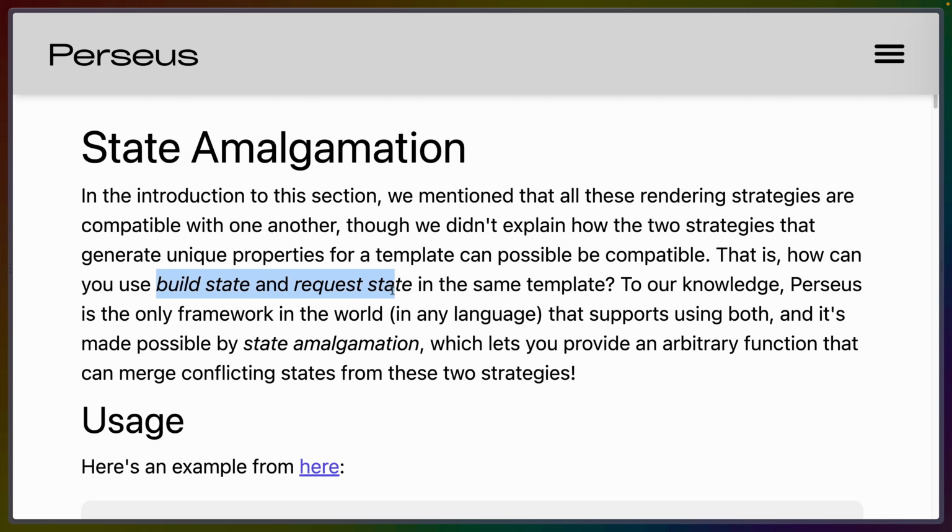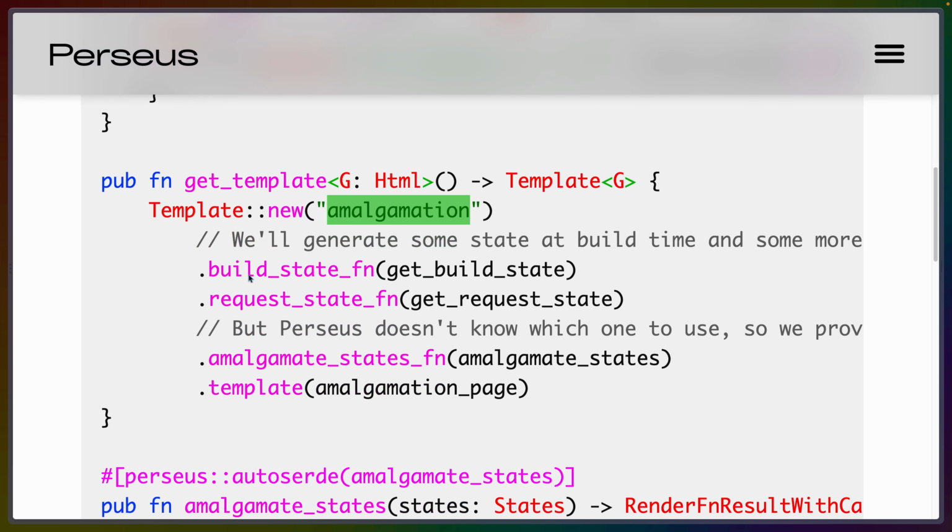So state amalgamation is a way to use build state and request state in the same render path. So for this new template, we've got the build state, which we've covered, and the request state, which we've also covered. And we've got a new function called amalgamate states fn. And of course, we've got our template right at the end.